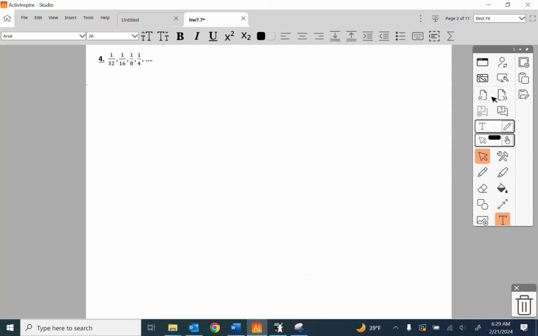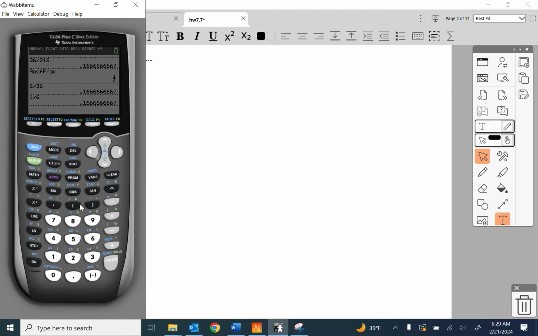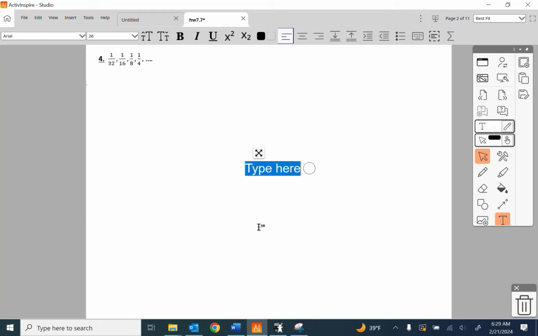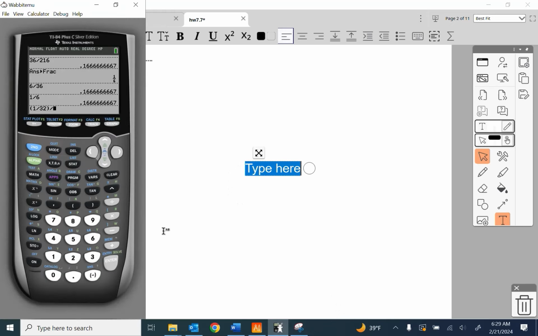Number 4 looks to me like it's geometric. What do we start off with? Start off with a 32nd. We're dividing that by a 16th. Oh, sorry, I did that backwards. Forgive me. We take a 16th. We divide it by a 32nd, and we should be getting a half.